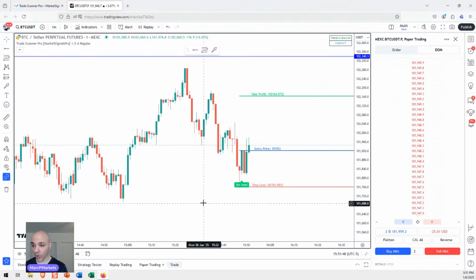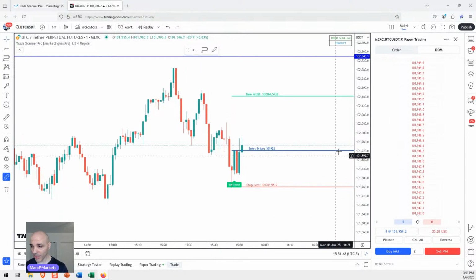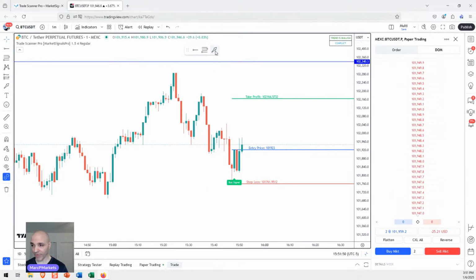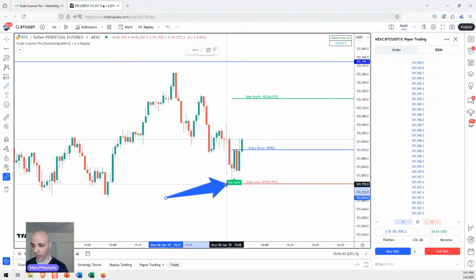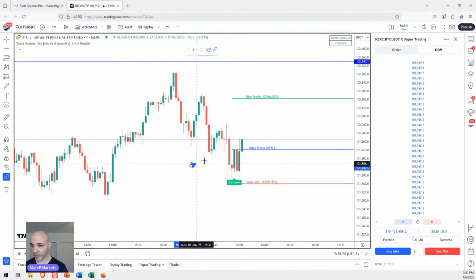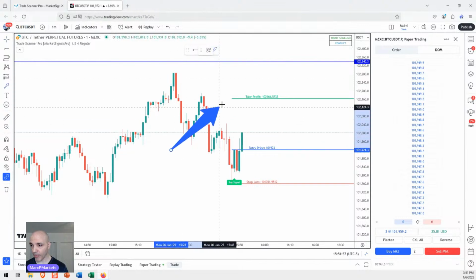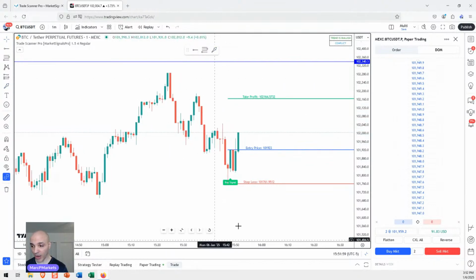I just bought 2 coins because I want to be able to sell one and then try to ride a winner if the market gives me that opportunity. So I took that long because we have this confirmation. So notice the Trade Scanner Pro gives me the stop loss, it gives me the entry price, and it gives me a profit objective on my 1-minute chart.